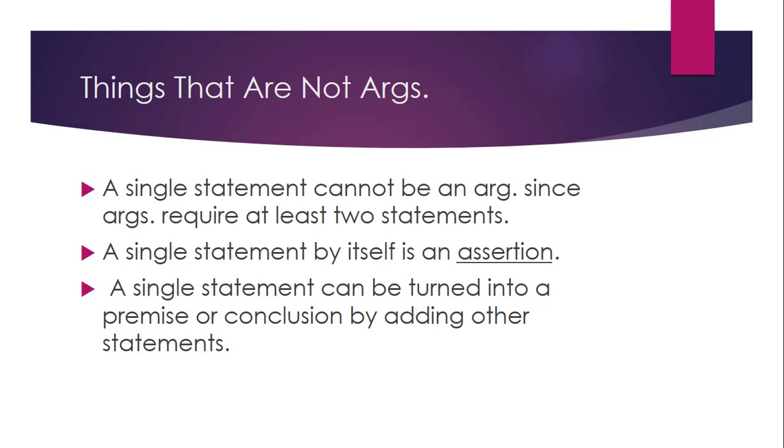We can think of a single statement by itself as being an assertion. Right? For example, I have a brother, and I might say something like this: I have a brother. Well, what I just uttered out of my mouth, that is a single statement, and so therefore it is an assertion. It is not an argument. A single statement, however, can be turned into a premise or a conclusion by adding other statements.